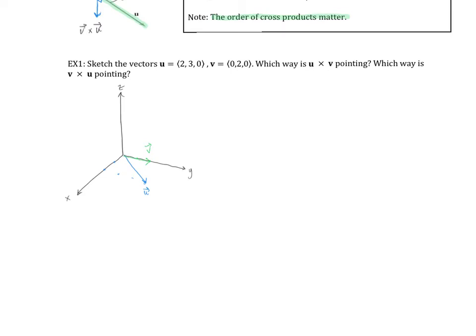When I look at u cross v, I'm bringing the vector u into the vector v, and that would give me a vector that's pointing upwards. So u cross v points up. Another way to say that is that it's in the positive z direction.